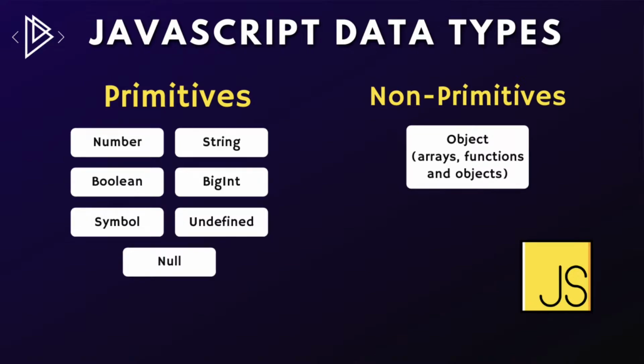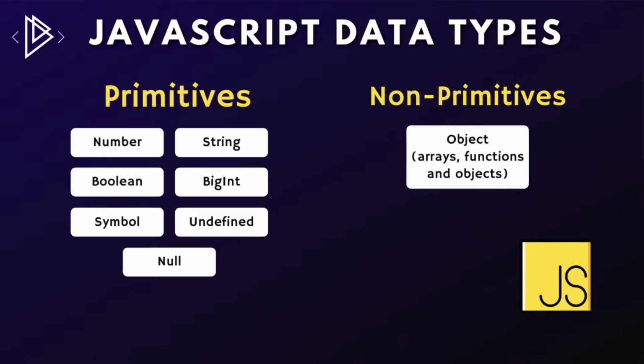So first let's take a look at the primitive data types. So we have number, string, Boolean, BigInt, symbol, undefined, and null. So these are all known as primitive data types or simply primitives. For non-primitives, there's only a single data type called object. And these could be things such as arrays, functions, and objects themselves. Don't worry too much at this stage if that confuses you, everything will be made clear as we progress.